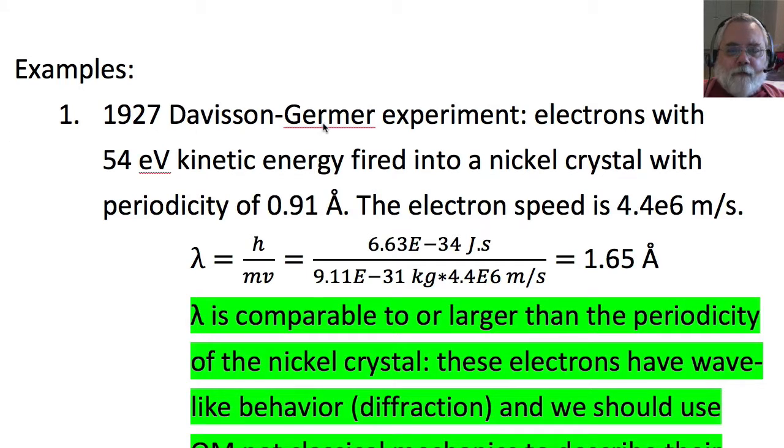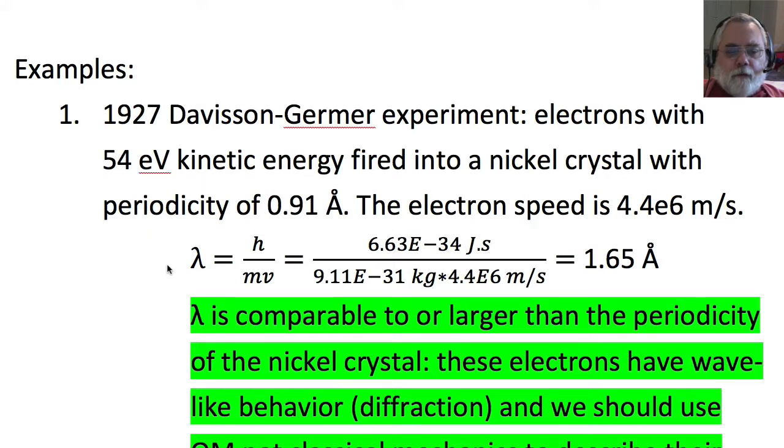In the 1927 Davisson-Germer experiment, they used experiments on electrons that were accelerated through 54-volt potentials, so they ended up with 54 electron volt kinetic energy. And those electrons were fired into a nickel crystal, which had a periodicity between atoms of 0.91 angstroms. For 54 electron volt kinetic energy, the electron speed is 4.4 million meters per second, and that is not relativistic. So it's small compared to the speed of light.